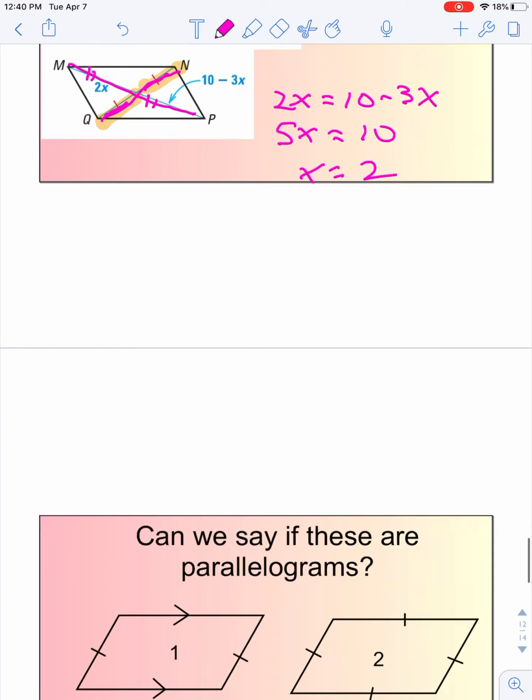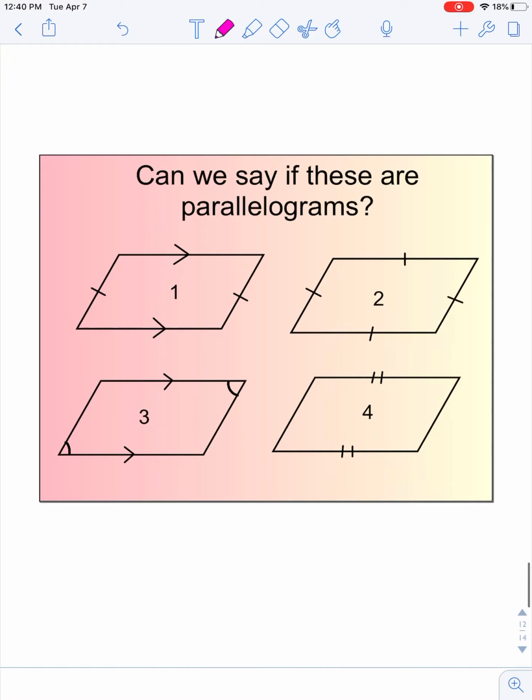So some of these can get kind of tricky because sometimes you're looking at this and you're like, can we say if this is a parallelogram or not? Well, in this first one, we have a pair of parallel sides right here, but they aren't the same parallel sides that are congruent. So in this case, no, we cannot prove that this is a parallelogram.